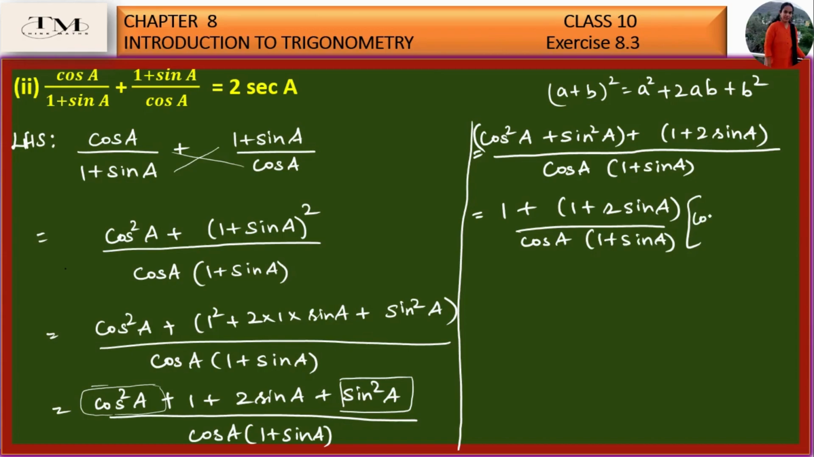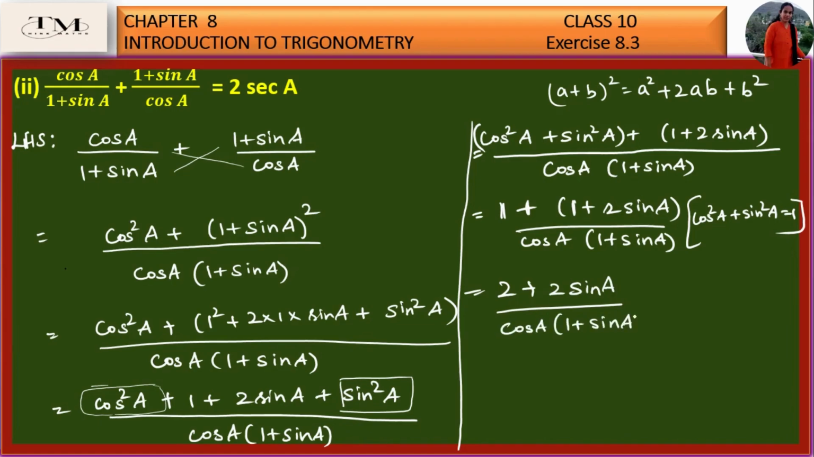Now the reason is cos square A plus sin square A equals 1. Now we have 1 plus 1. What is 1 plus 1? It is 2. So 2 plus 2 sin A divided by cos A into (1 plus sin A). So in the numerator 2 is common, so take the 2 outside. The remaining will be (1 plus sin A) divided by cos A into (1 plus sin A). So 1 plus sin A gets cancelled.